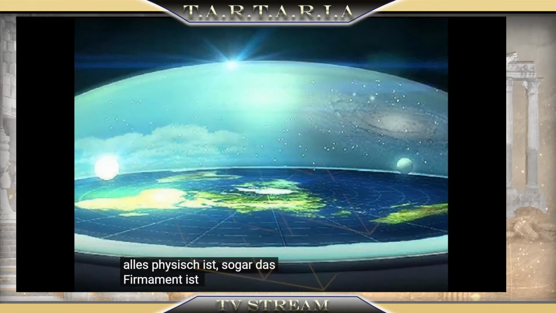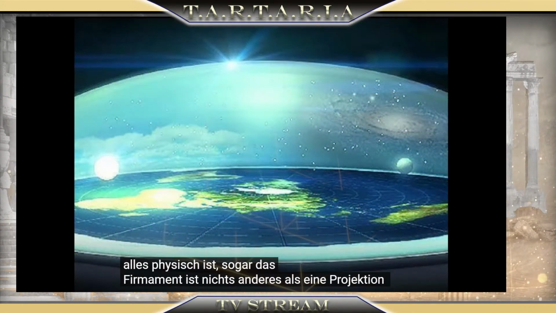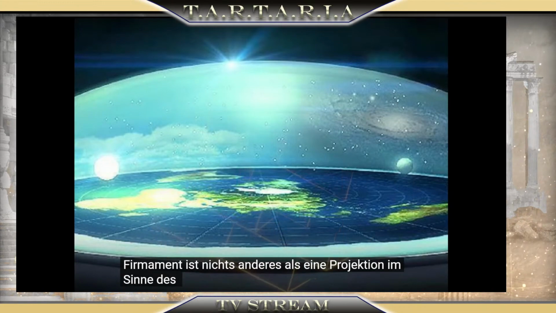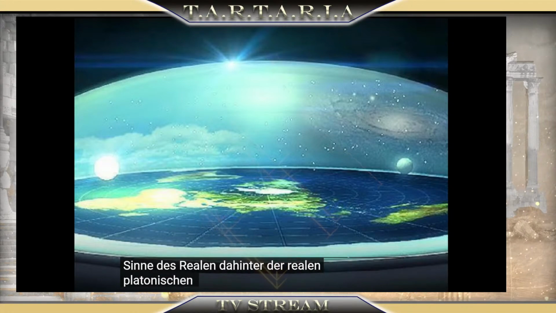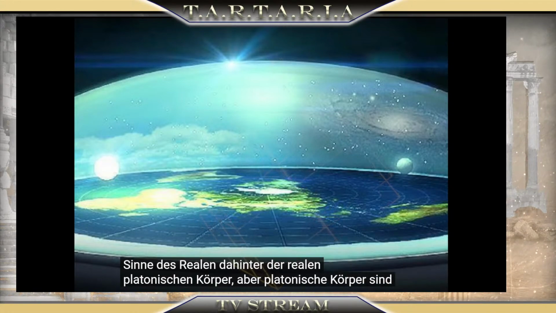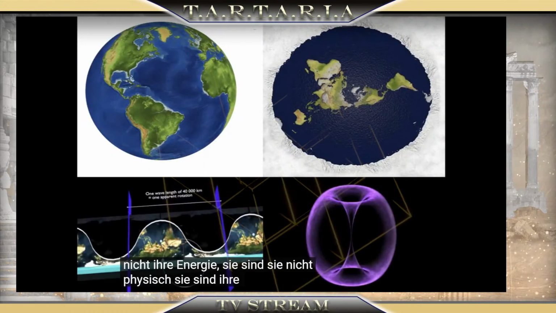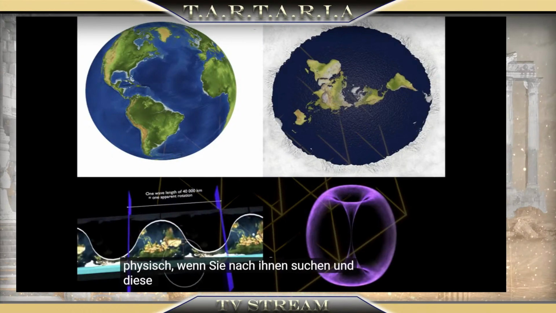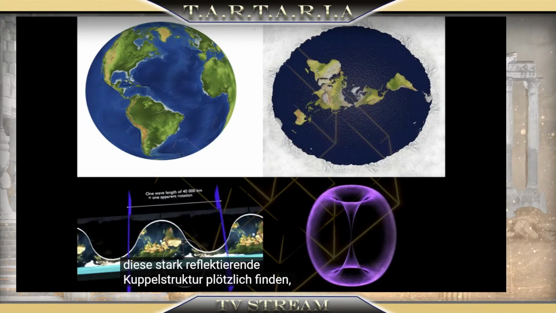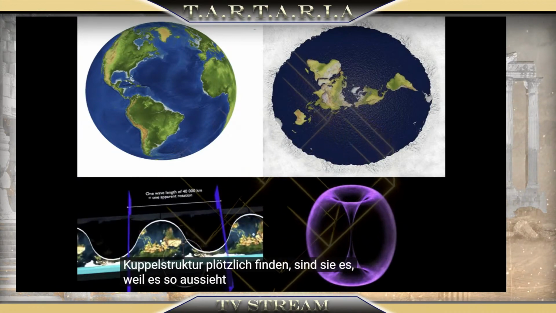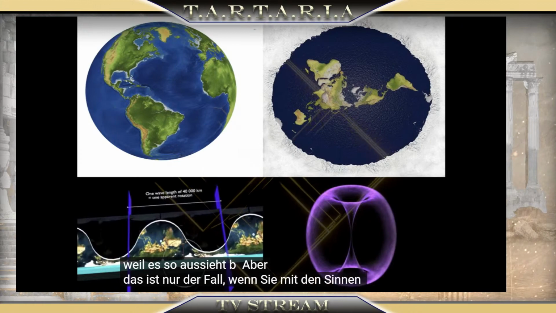Even the firmament is nothing but a projection, in the sense of the real behind it, of the real Platonic solids. But Platonic solids are energetic, they're non-physical. They only become physical if you're looking for them, and you find this highly reflective dome structure suddenly there, because in a sense that's what it looks like. But that's only if you're looking from the senses.